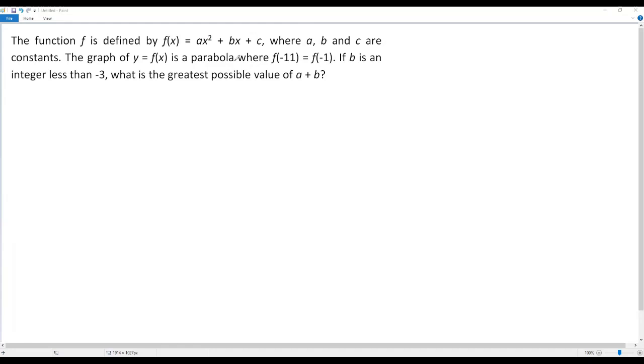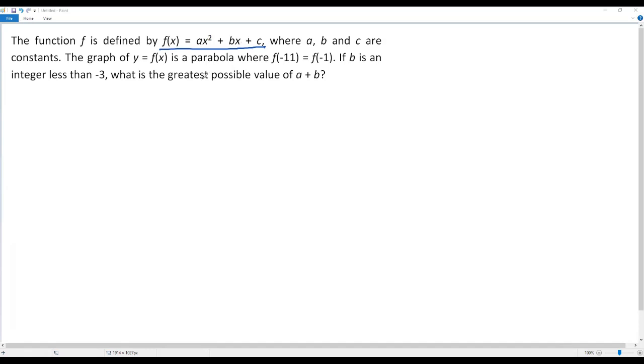The function f is defined by f of x equals ax squared plus bx plus c, where a, b, and c are constants. The graph of y equals f of x is a parabola, where f of negative 11 equals f of negative 1. If b is an integer less than negative 3, what is the greatest possible value of a plus b?